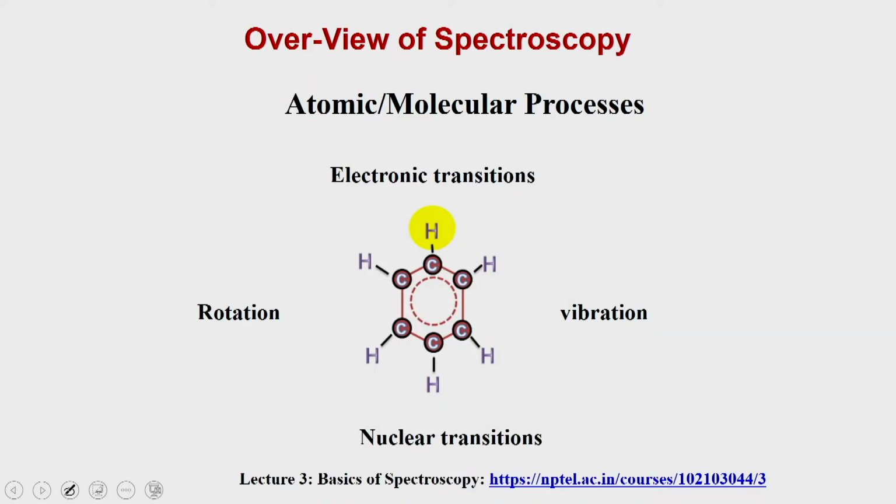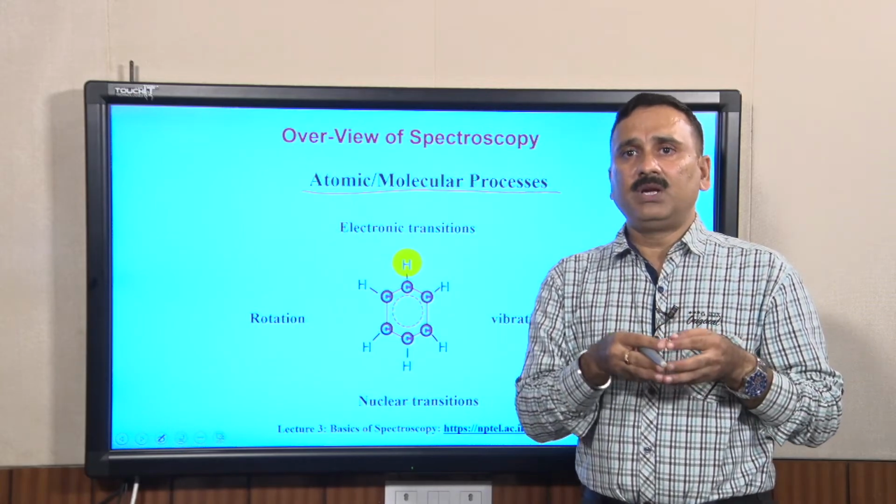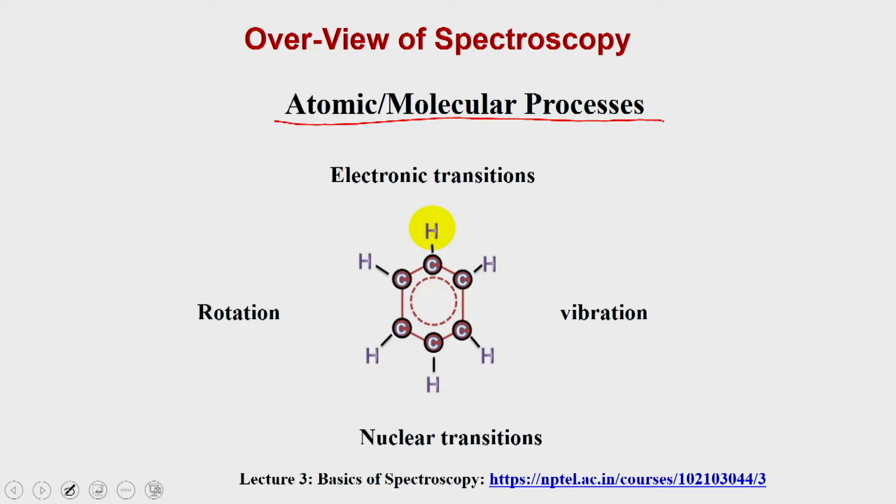All these absorption and emission phenomena are going to happen, and different molecules are going to do this differentially because of the various types of atomic as well as molecular processes happening within the molecule. What are these phenomena? You can have the rotations, you can have the electronic transitions, you can have the vibrations, and you can have the nuclear transitions. We will discuss this in more detail in the next slide.